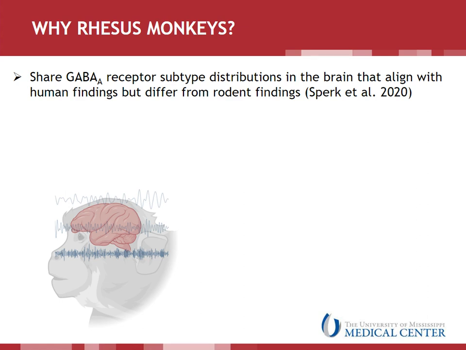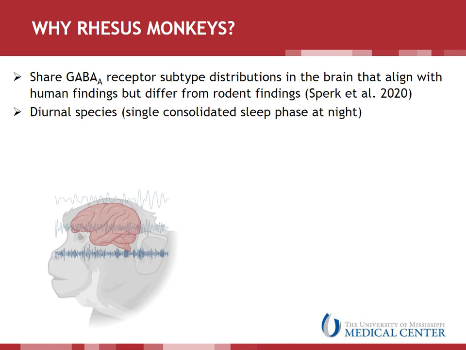One of the main reasons is that rhesus monkeys share GABAA receptor subtype distribution in the brain that align with that of human findings, but differ from rodent findings, emphasizing the importance of using rhesus monkeys for the study of benzodiazepine pharmacology as a more translational model compared to rodents. Contrary to rodents, rhesus monkeys also are a diurnal species with a single consolidated sleep phase at night, which is very similar to the sleep patterns of humans, or human adults at least.